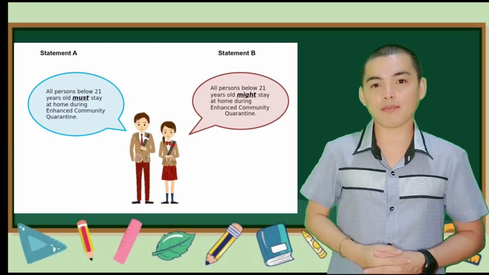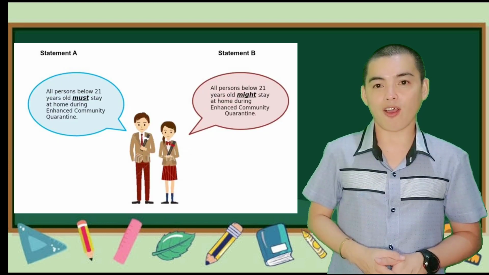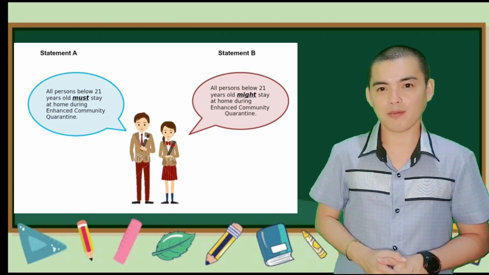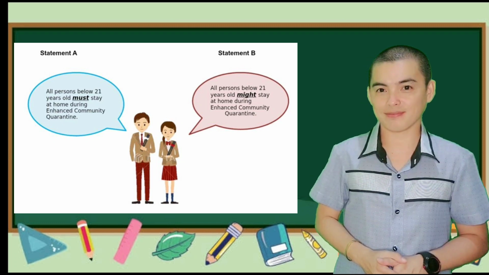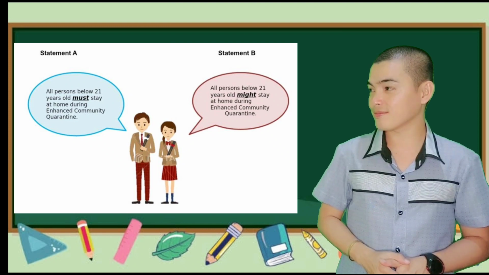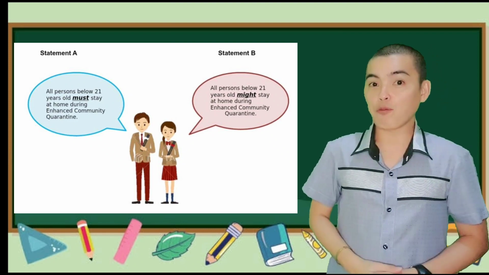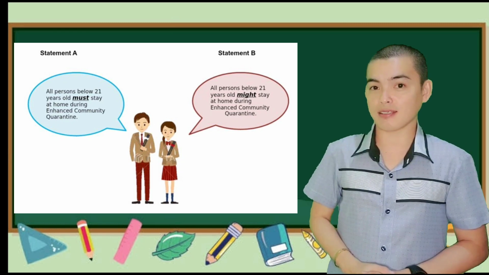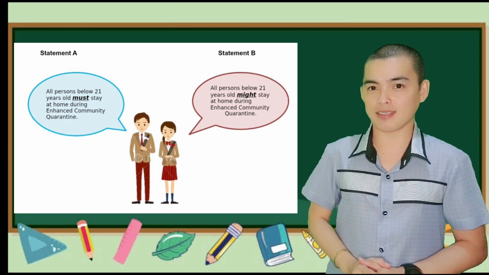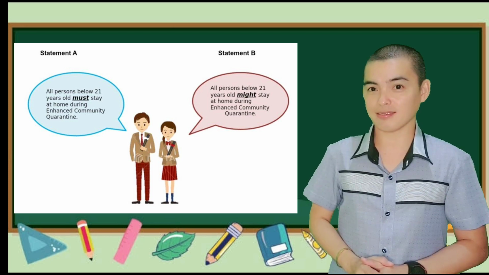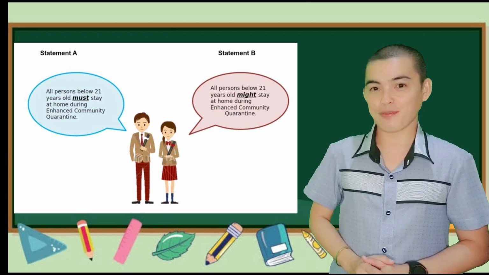Which of the following statements indicates an obligation or a responsibility? Why? Very good. Now, which of the following statements indicates a possibility or a tendency? Why? Perfect.